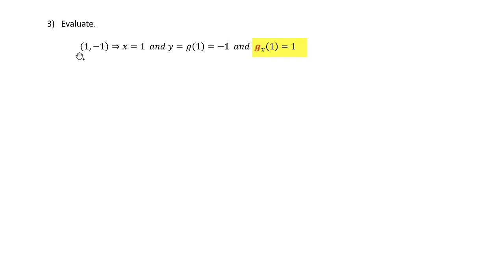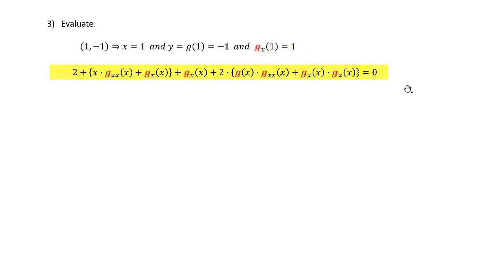Now let's go up and see. Here's our data point. We had x is 1. We had the point (1, -1). That says x is 1, y is -1, so g of 1 is -1. But remember from the linear approximation part A, we also found out g_x of 1 is 1. So now this is our expression, and we'll do it exactly the same way.